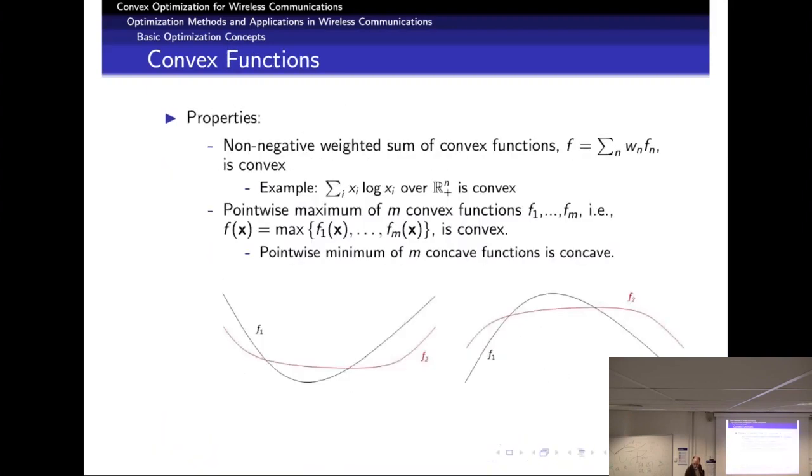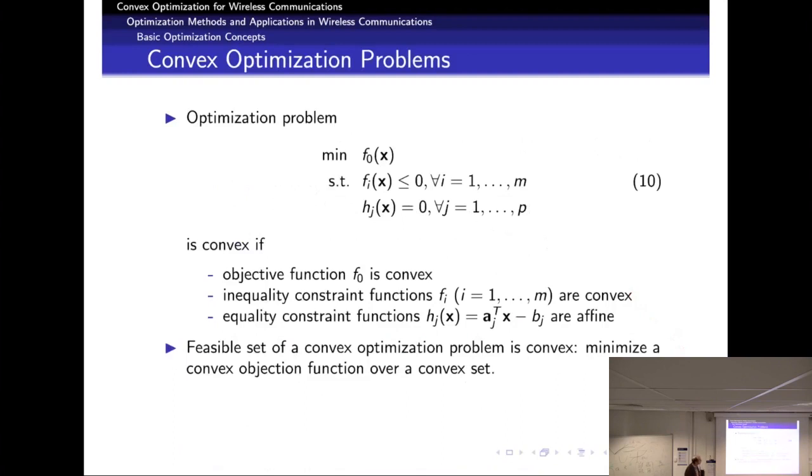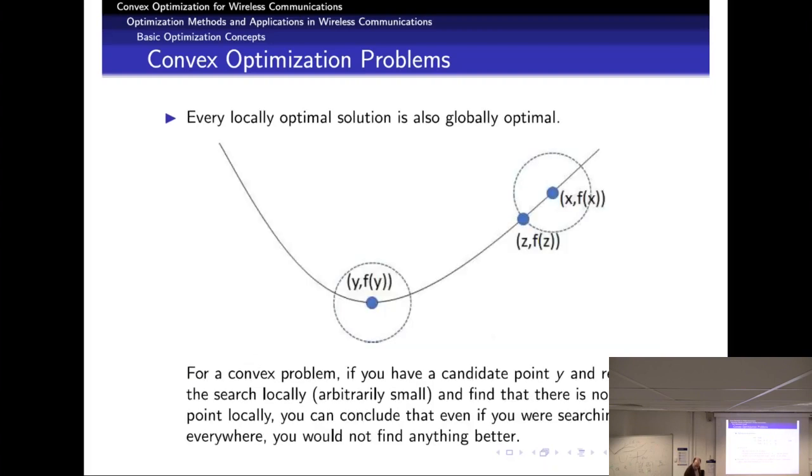So either you minimize a convex function over a convex set, or you say you minimize a convex function over convex inequality constraints and affine equality constraints, right? Those are two equivalent formulations. Right. And so I told you at the beginning, one of the very interesting properties of convex problems is that they have a global optimal solution. And this is what you see here.